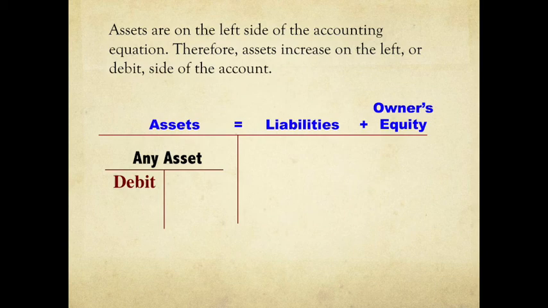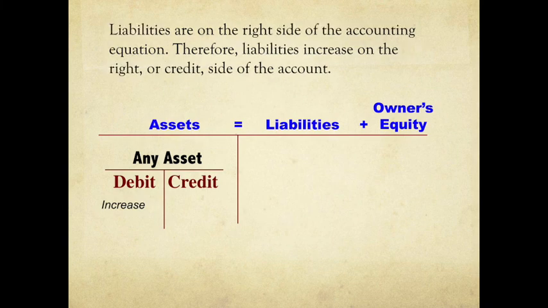Every account, remember, the debit side is the left side, the credit side is the right side. And according to this statement here, it says assets are on the left side of the accounting equation. Therefore, assets increase on the left side or the debit side of the account. Okay. And again, if you seem a little confused right now, it becomes a little bit clearer as we go along.